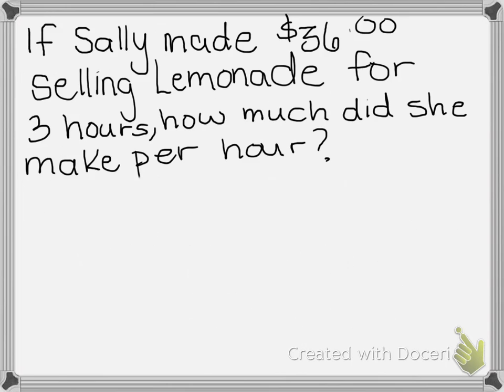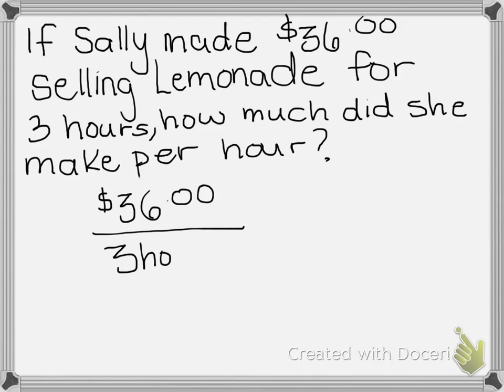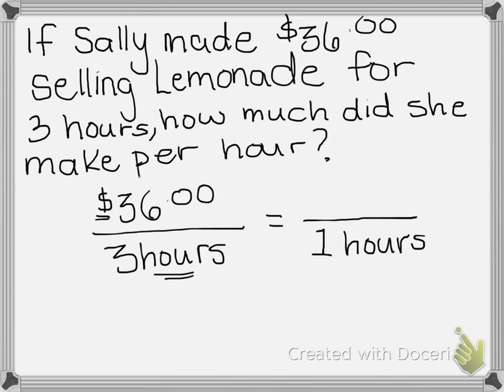One more example. If Sally made $36 selling lemonade for 3 hours, how much did she make per hour? So again, let's set up two equivalent fractions. I like to put my dollars on the top, $36 for 3 hours. Always make sure I put my units in, dollars and hours. So then I know right away on my other fraction, hours goes on the bottom because it was on the bottom in my first fraction.